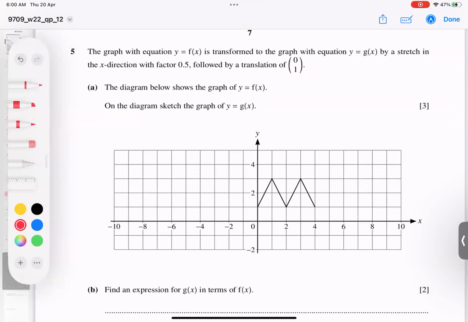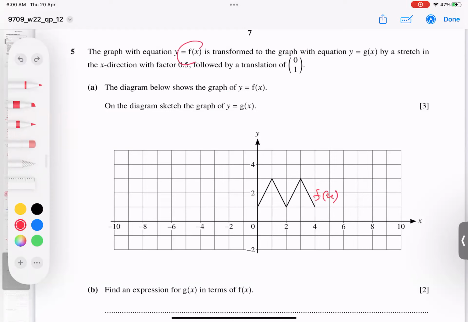Question number 5, graph of equation f of x is transformed to the graph g of x. So it means this is a sketch in an x-y plane, like one graph is f of x, one is g of x. We don't know which is this one. He said that f is transformed to give you g by two steps: stretching parallel to x-axis, followed by translation (0, 1). The diagram shown below is f. So it is f of x, and we are looking for g of x.